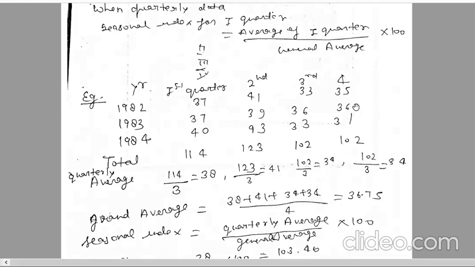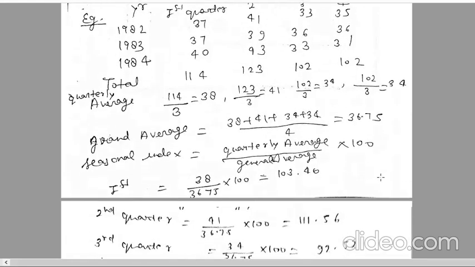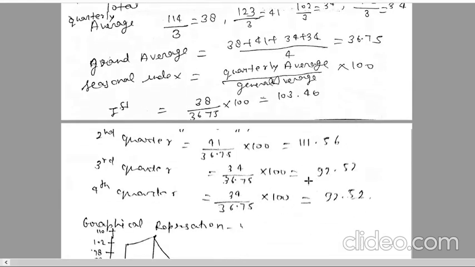For the average of the fourth quarter, you are getting 34, and your grand average will be 38 plus 41 plus 34 plus 34 divided by 4, so it will be 36.75. Now, the seasonal index formula is quarterly average divided by grand average into 100. So 38 divided by 36.75 into 100. So for the first quarter, you are getting a seasonal index of 103.40. Same for the second, third, and fourth quarters.